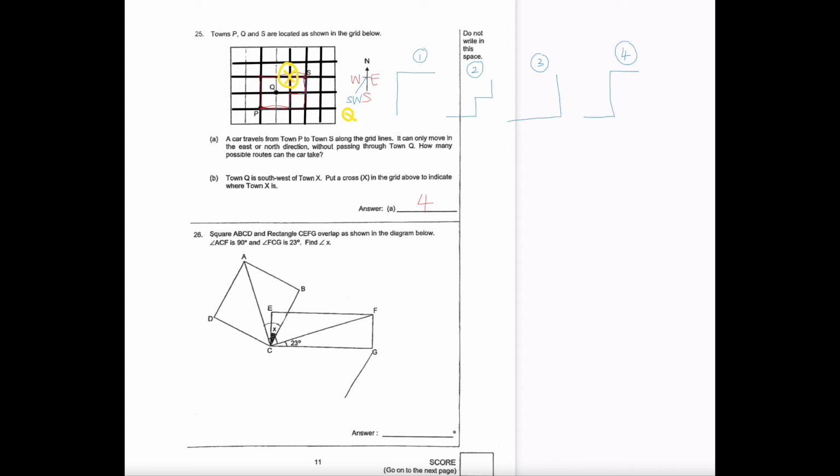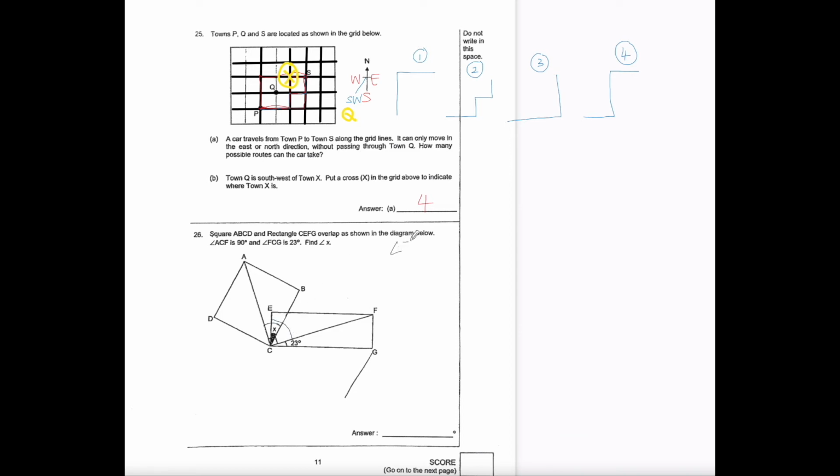I'm going to go back to the usual blue. Okay, square ABCD and rectangle CEFG overlap as shown in the diagram. So this is where they overlap. ACF is 90 degrees and FCG is 23 degrees. So they want you to find X. A lot of things going on in this question, but let's do it one by one. Where's ECF? We can find out where's ECF first, correct? So ECF is from here to here.